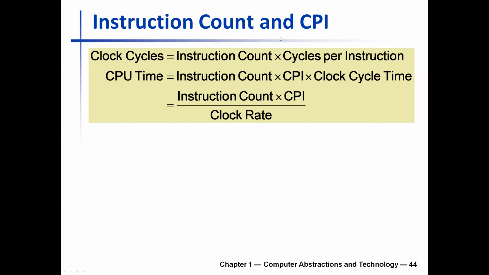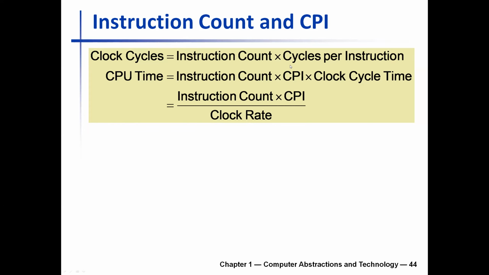So, instruction count and CPI. CPI is cycles per instruction. It's another definition that we use associated with computer performance. Cycles per instruction means, as it says, the number of clock cycles that a computer needs to complete an instruction.